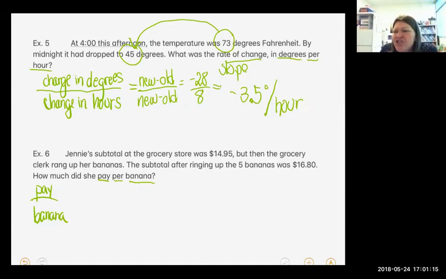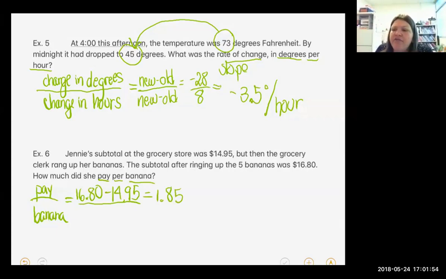So I have a change in the subtotal. Merle, can you help me figure out how much I actually paid for the bananas using the two subtotals? What would I do with those two numbers? Minus them? Exactly. So I'll take my new number, my most recent number, 16.80, and from that I'll subtract my old number, 14.95. I'll write down my work so you can have it in your notes. I'm taking 16.80 and subtracting 14.95, and I'm doing it in my TI-30XS calculator. And I'm finding out it cost me $1.85.